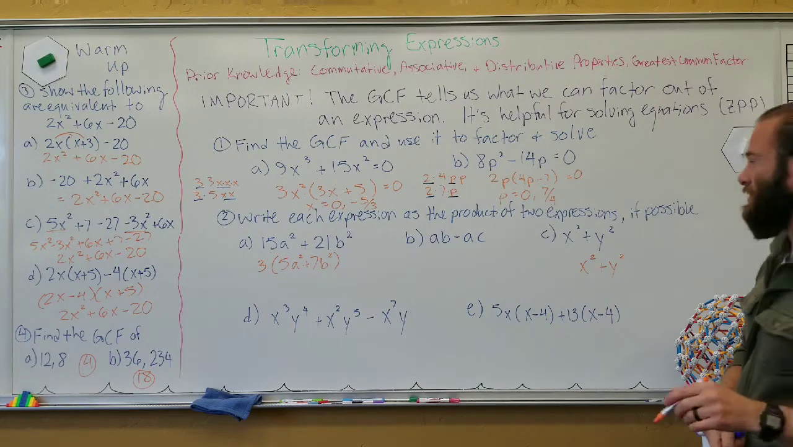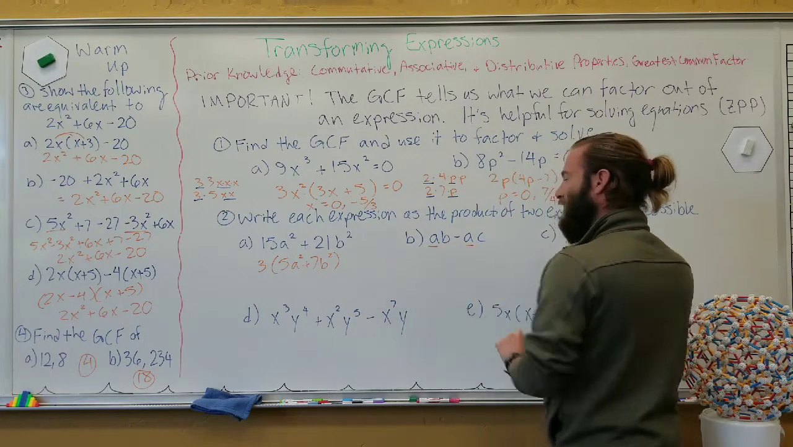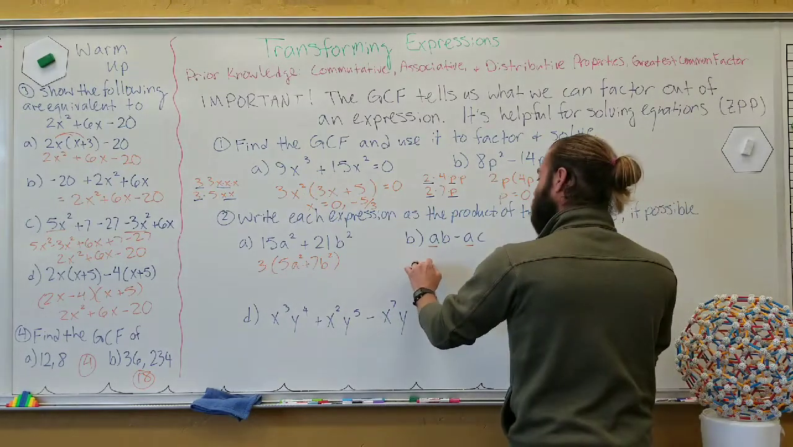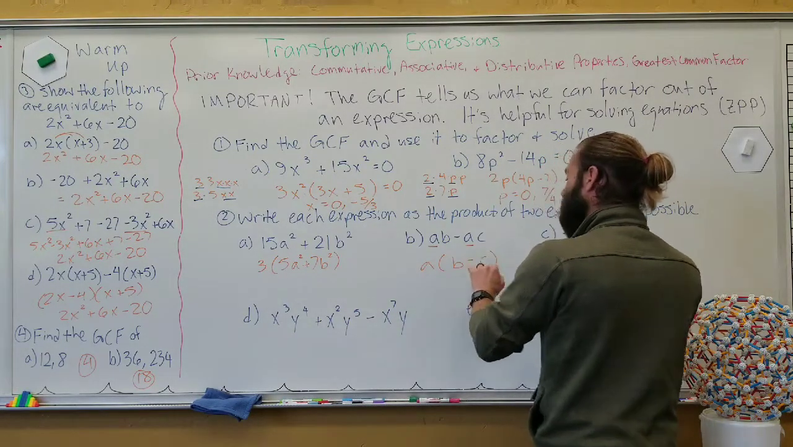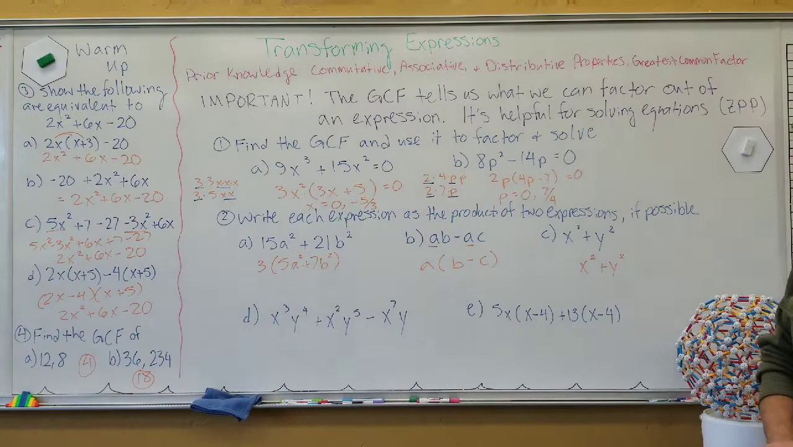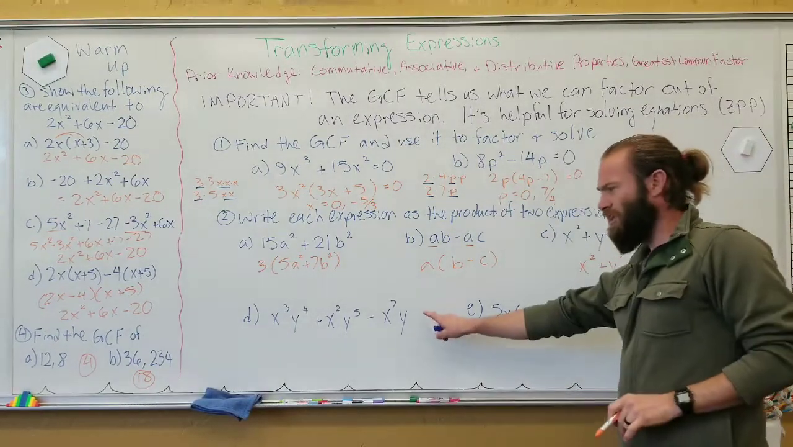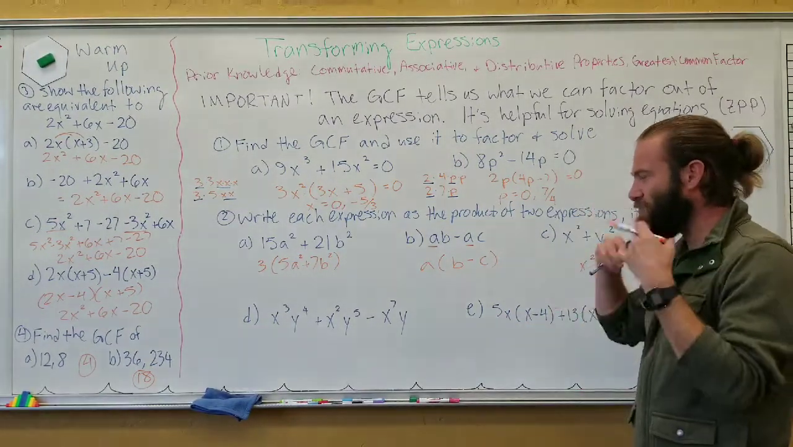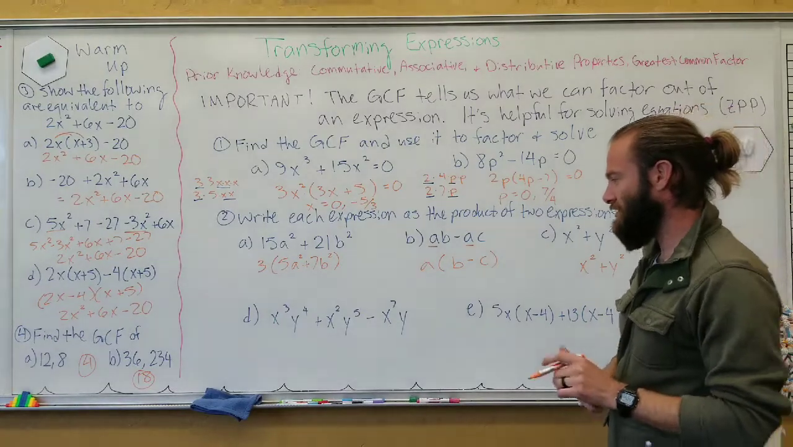All right, let's look. I think you can notice that there's an A in common to both of these terms here, so we can get A times B minus C. And then let's take a look at this one a little bit longer. We want to get used to being able to maybe do this in our heads a little bit here.